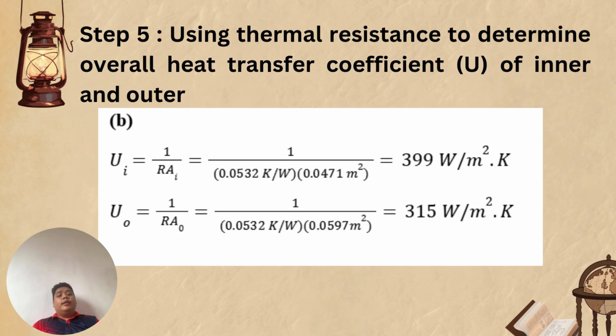Last but not least, the final step is using thermal resistance to determine the overall heat transfer coefficient U of inner and outer, using the formula U equals 1 over RA, where U is the overall heat transfer coefficient, R is the fouling factor, and A is the area. The final answer for the inner overall heat transfer coefficient is 399 watt per meter square Kelvin, and the overall heat transfer coefficient for outer is 315 watt per meter square Kelvin.